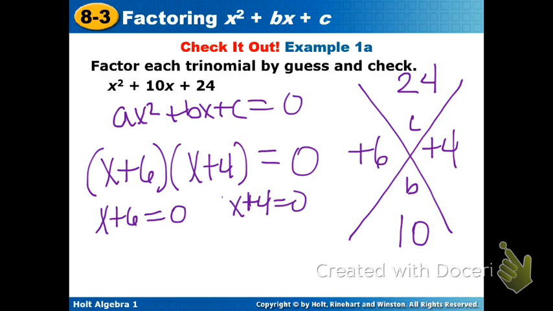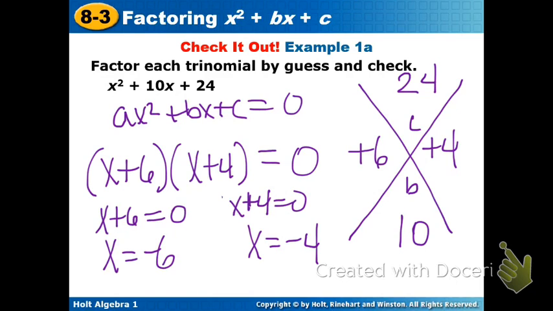Okay. So if you have x plus 6 equal to 0, what would x have to equal to give you a 0? Negative 6. Right? Negative 6 plus 6 would be 0. And what would your x have to be over here? Negative 4. Okay? So what did you just find? You just found where that parabola crosses the x-axis, right? It crosses at -6 and at -4.